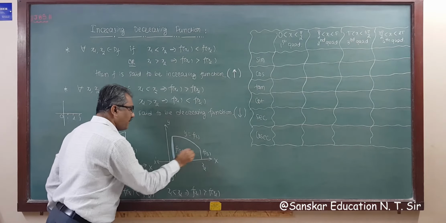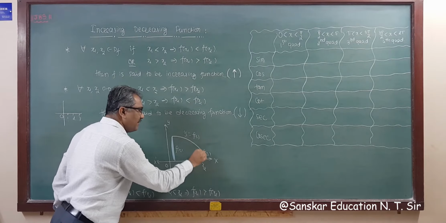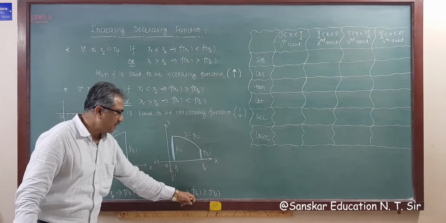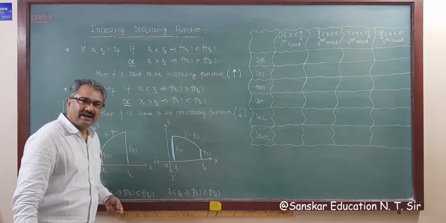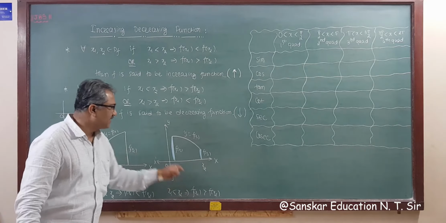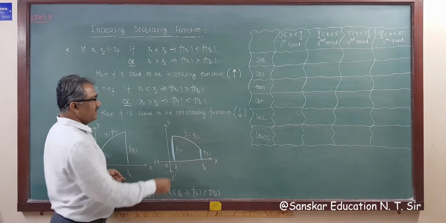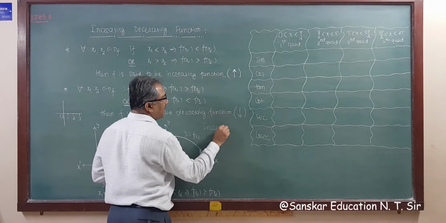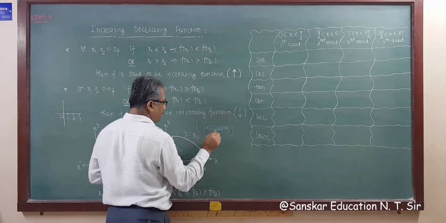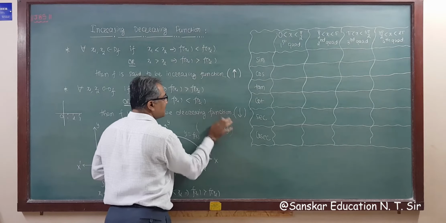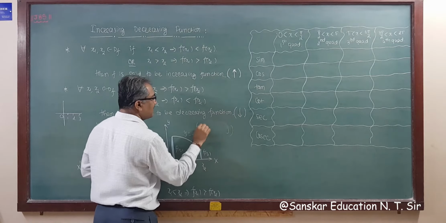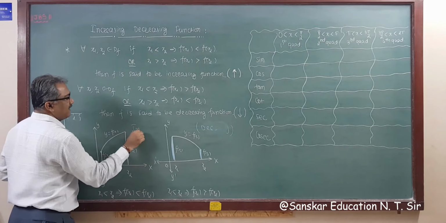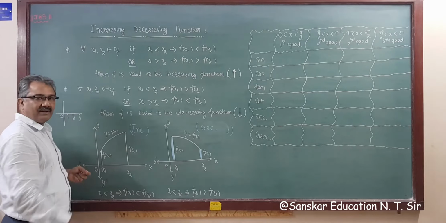So this is f of x1 and this is f of x2, so clearly the f of x1 height is greater than the f of x2 height, so f of x1 is greater than f of x2, so the inequality changes, then the function is a decreasing function. So this is a diagram for a decreasing function, right? And this is the increasing function diagram, right?